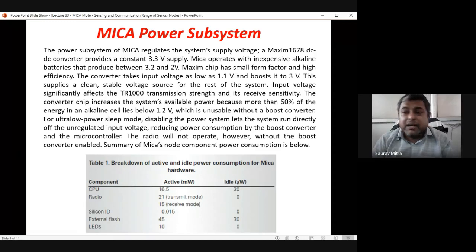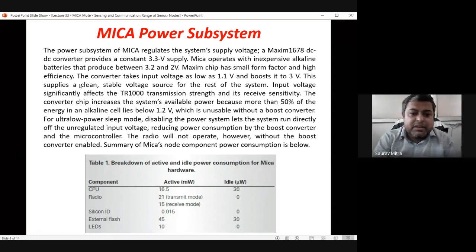Whenever we say remote controlled switch, RCS, remote control switch, that remote control switch is actually controlling this part, the boost converter of the node. The boost converter is temporarily disabled by software control. In that case, there will be no power given to the transmission. There is no power given to the receiving, and the whole node enters into an idle mode. In idle mode, it takes only 30 microwatt power, and in active mode it takes 16.5 milliwatt power.